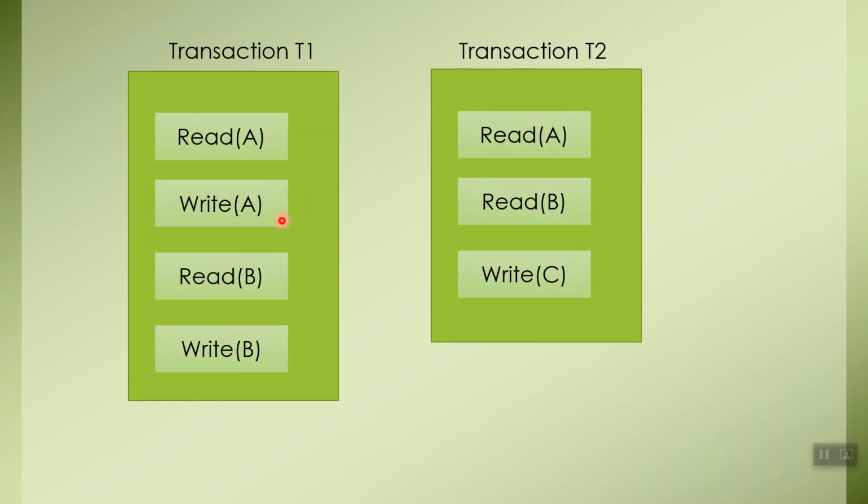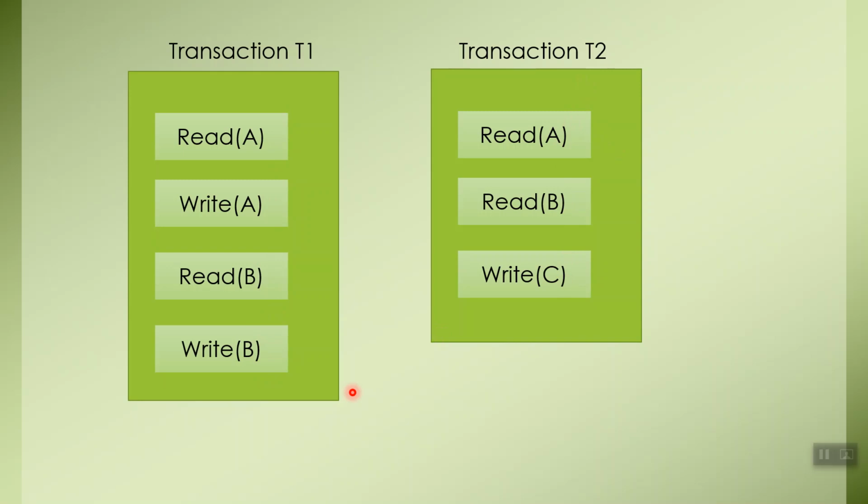First of all, we'll see what a transaction exactly includes. Now we already know what a transaction is. A transaction is just a set of instructions which has been written to perform some specific operations. Now there are two transactions, T1 and T2. Transaction T1 is going to execute these instructions: read A, write A, read B, write B, and T2 has the instructions read A, read B, and write C.